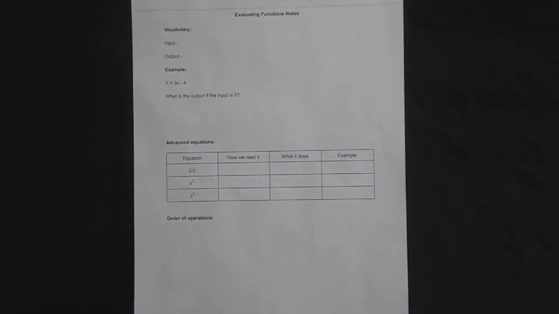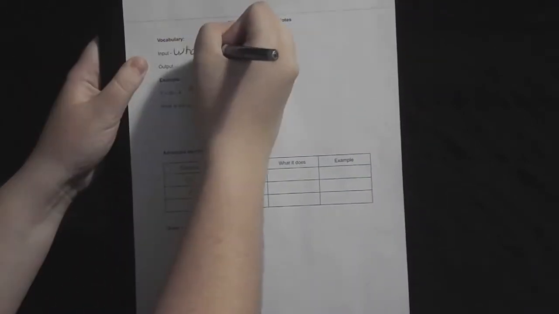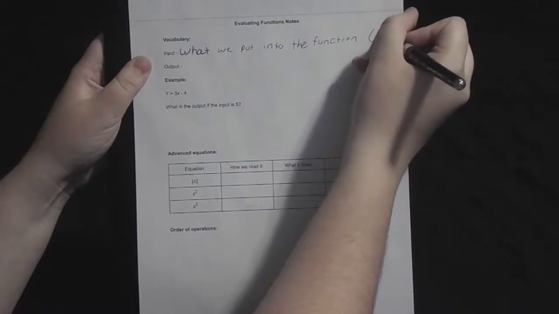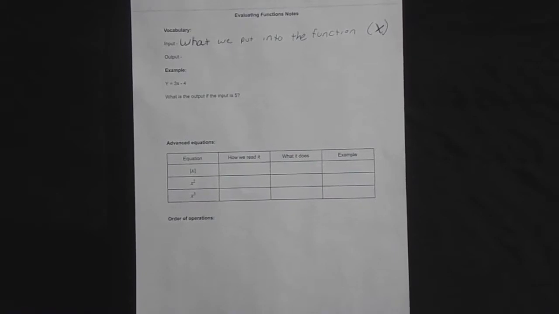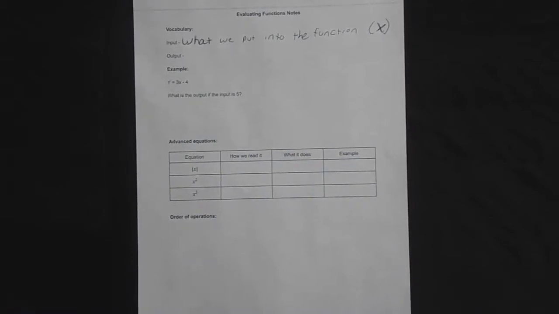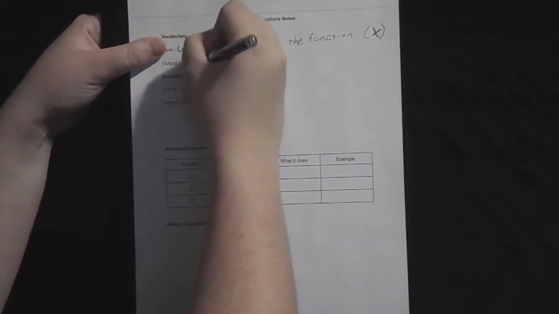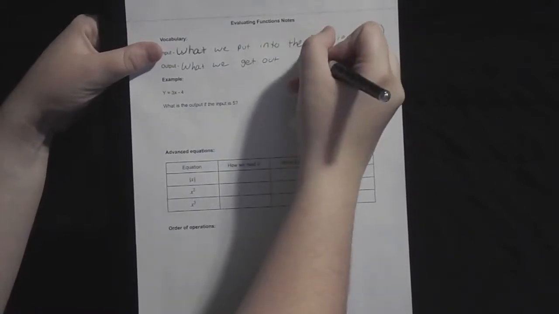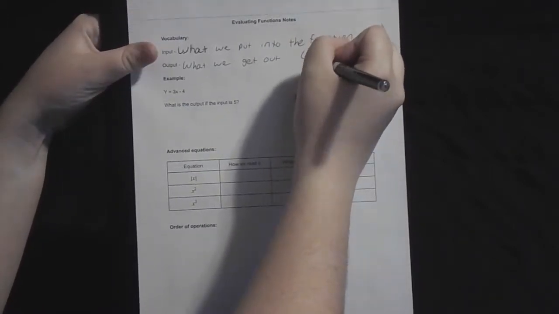So to begin, we need to remember a few vocabulary words. I mentioned them in the last lesson, but input was what we put into the function. Now, when we have functions, we usually put inputs into x, because x represents the input slot. And the output is the answer we get out. And usually we represent that with y.